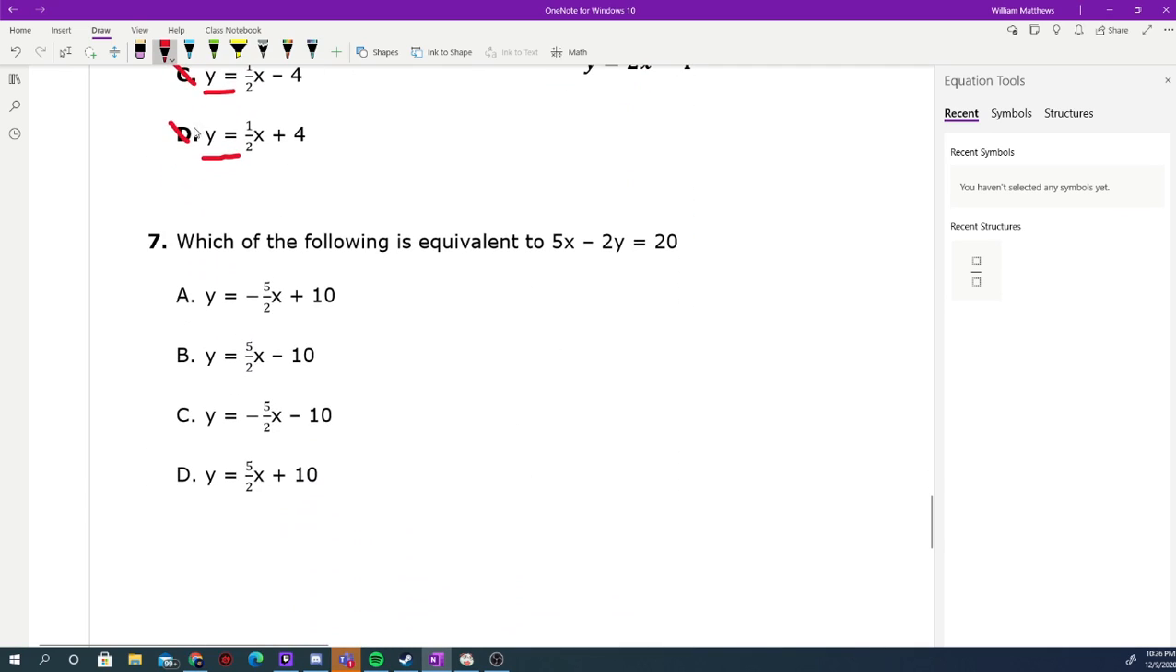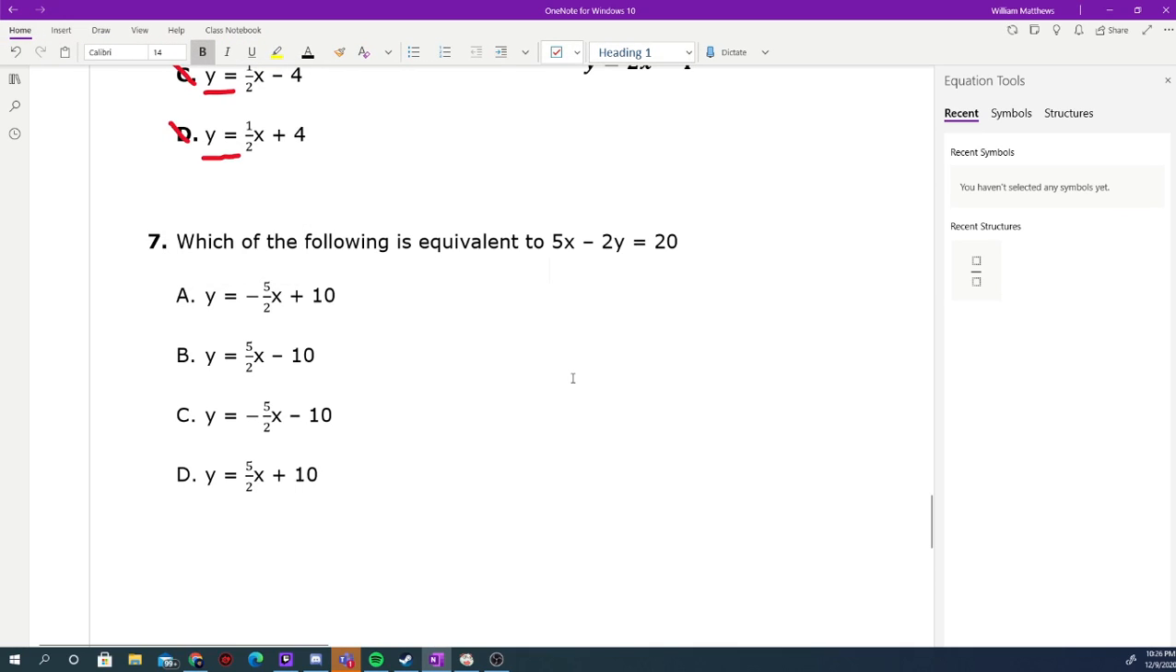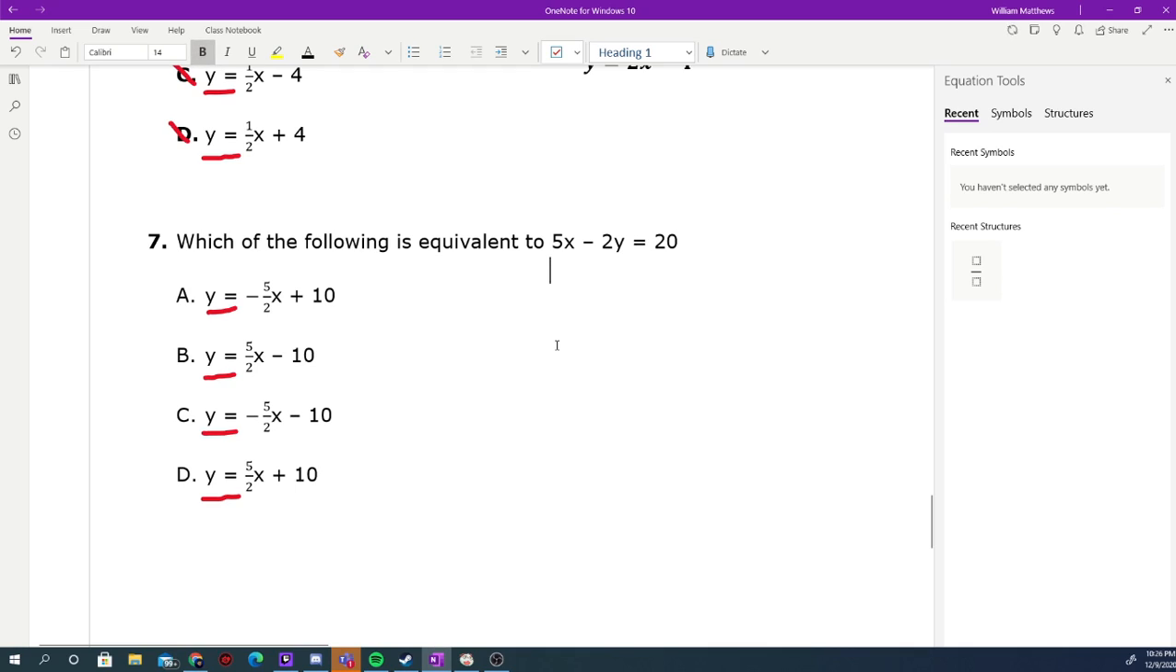Now we can do the same process on the next problem. Yet again, I want to make sure that I eliminate my x term, as each one of my answer choices says y equals. I know I'm solving for y. So I'm going to subtract 5x from both sides.